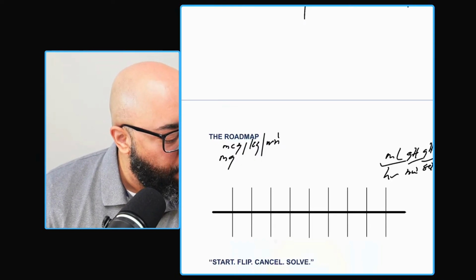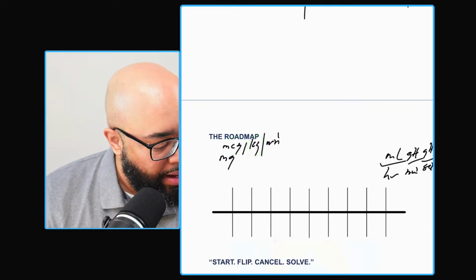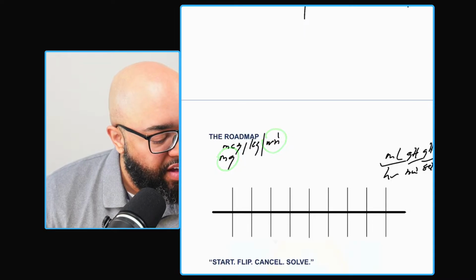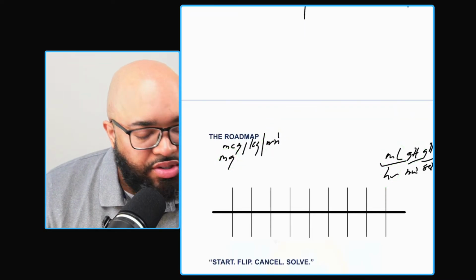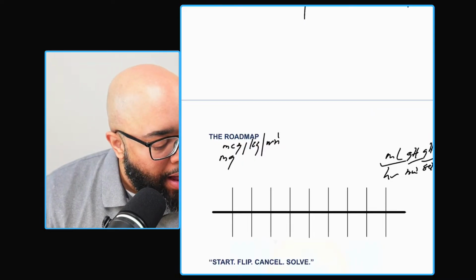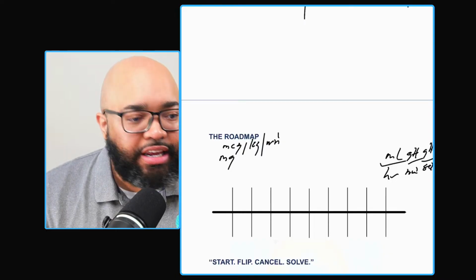Okay. All right. So MCG, that's going to be micrograms. KG, that's kilograms. Minutes, we have milligrams, we have milliliters, hours. GTT is drop, or sometimes you'll see GTTS for drops. Then we have seconds. Okay. So you definitely need to understand your units.